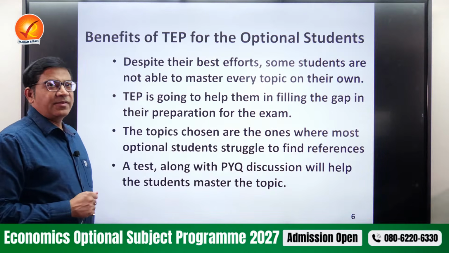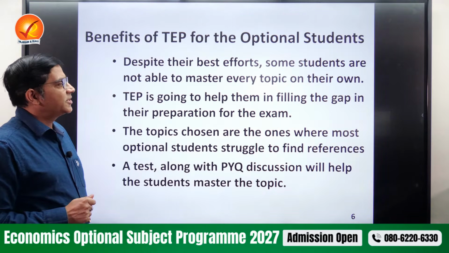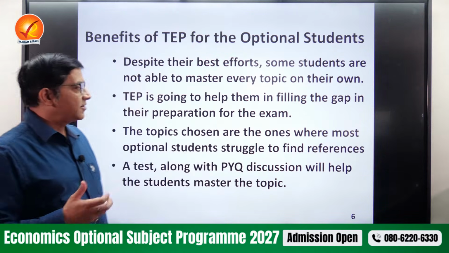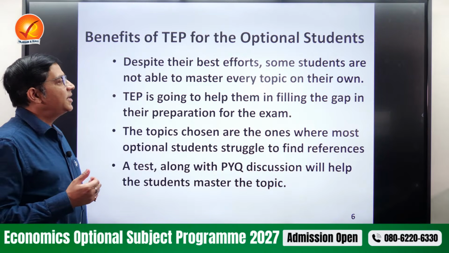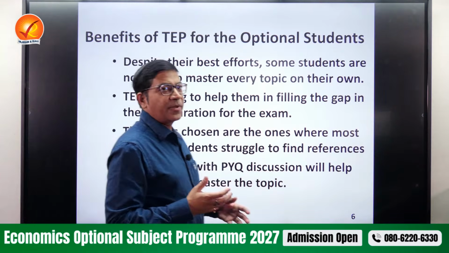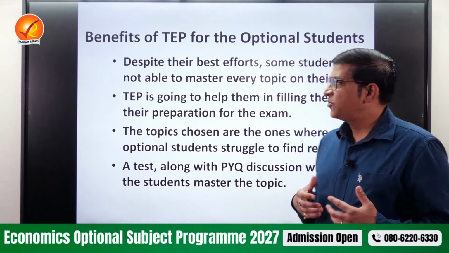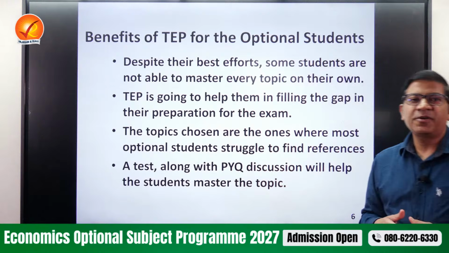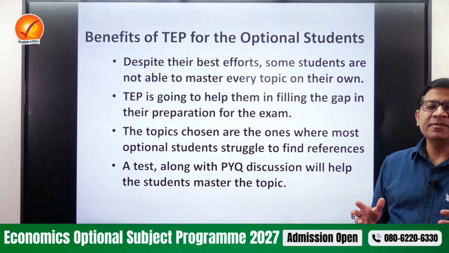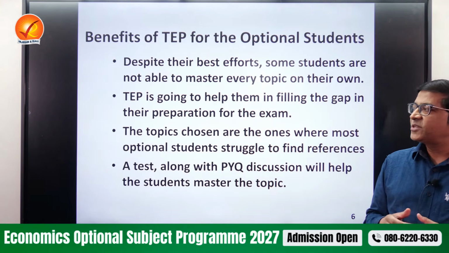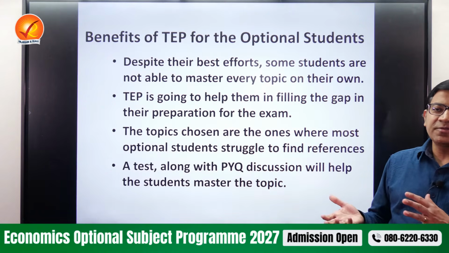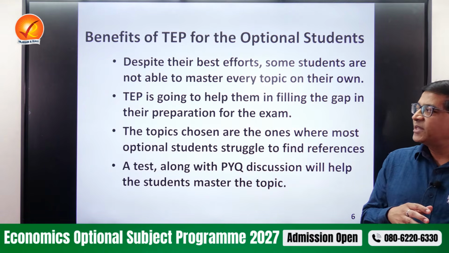What are the benefits of this program for the optional students? What we have seen in our communication with a number of students who are in our GS batches but not in optional is that despite their best efforts, they are not able to master every topic on their own, because as you know, paper one of the economics optional is decently comprehensive, and no matter from which university a student is coming in, they typically struggle to cover each and everything.